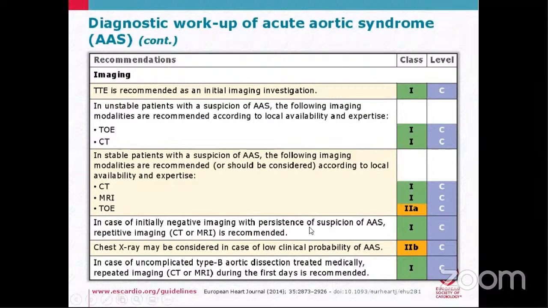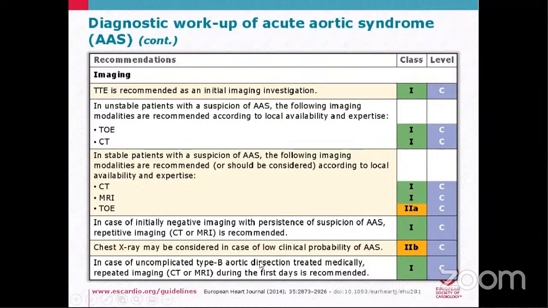If you have an initial negative imaging with the persistent suspicion of the acute aortic syndrome, you can repeat the imaging. Actually, it is recommended to repeat the imaging, and maybe in another situation we can show you a case where the initial imaging procedure was normal and one day later the neurological deficit appeared. So we repeated the imaging and the patient appeared actually to have an acute aortic dissection. Of course, the chest x-ray and the widening of the mediastinum is not a gold standard, but it's class 2b.